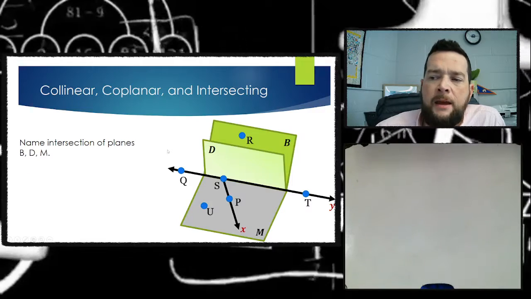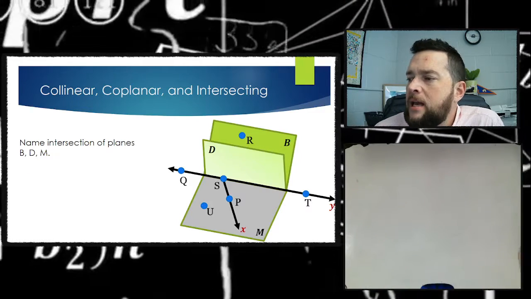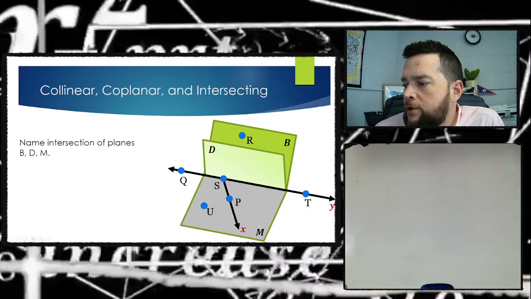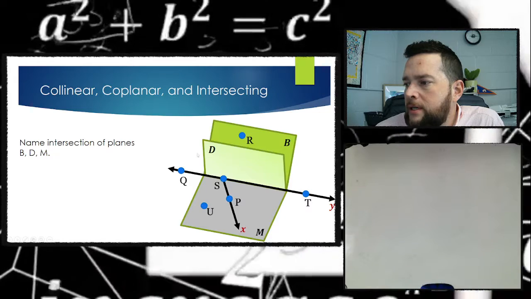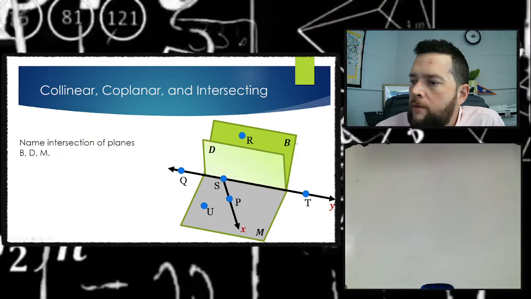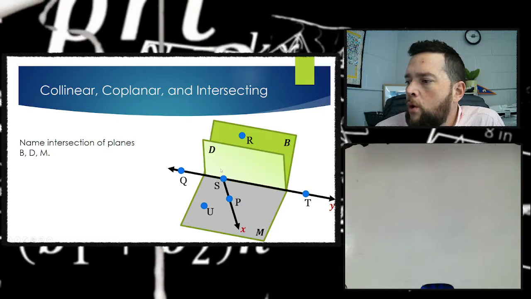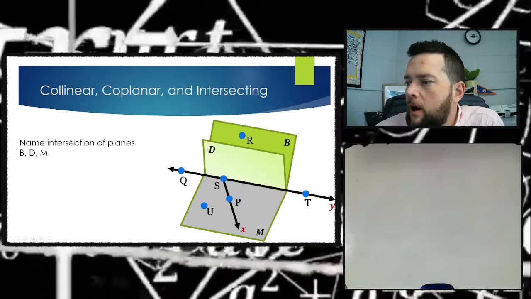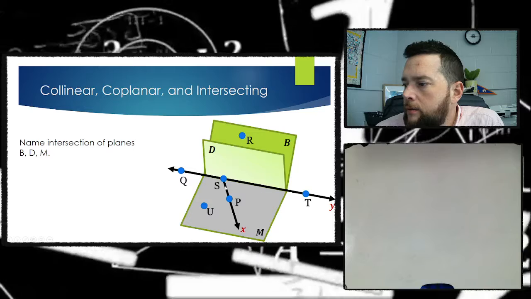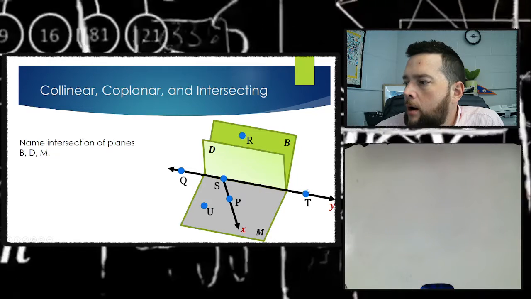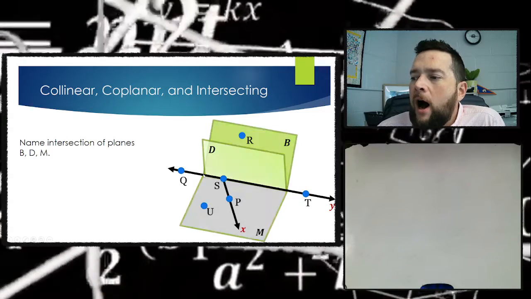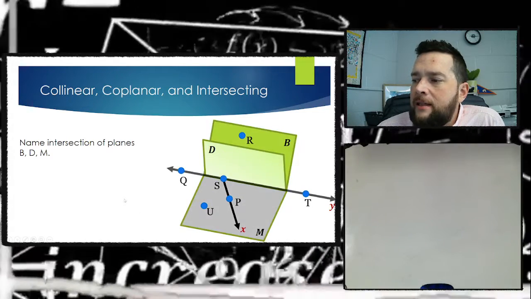Think about this one. Name the intersection of planes B, D, and M. Notice you have the planes. There's an M in the corner over here, there's a D in the corner of that plane, and there's a B over there in the corner of that plane. We want to know what the intersection is of planes D, M, and B, and they're all going to cross right here. They look like they're all coming to a crossing section right here at line Y. Those are the planes, and that's their intersection.